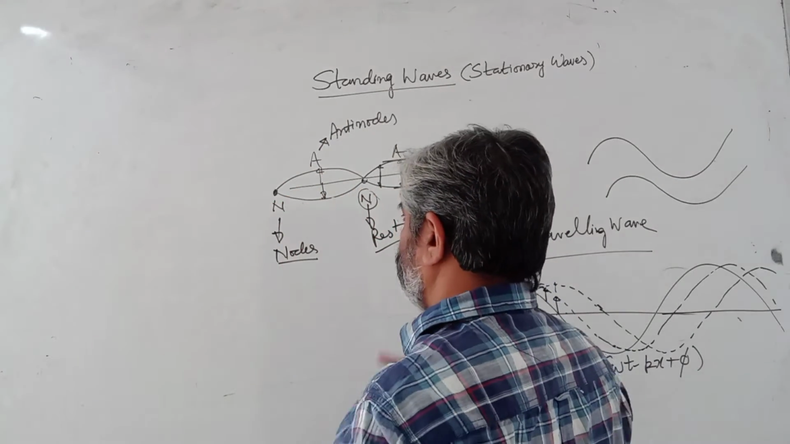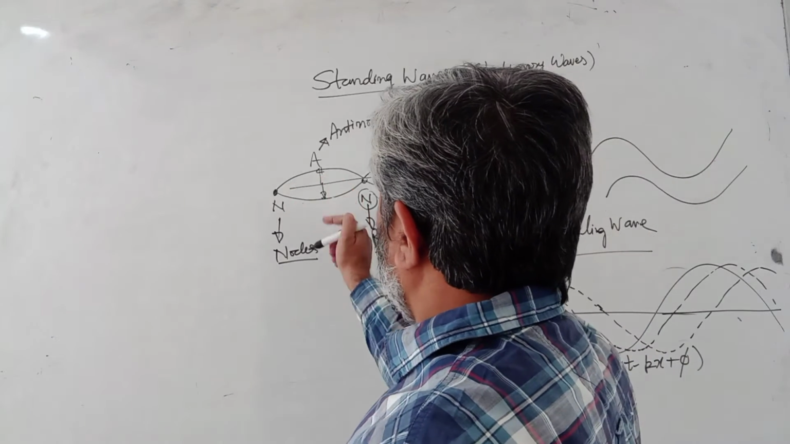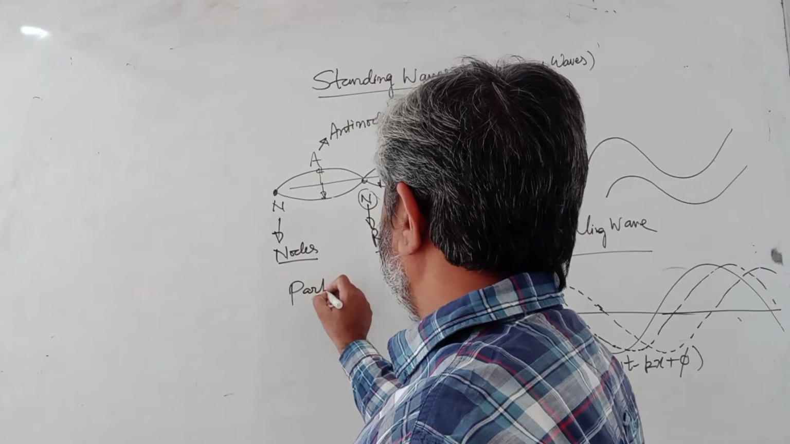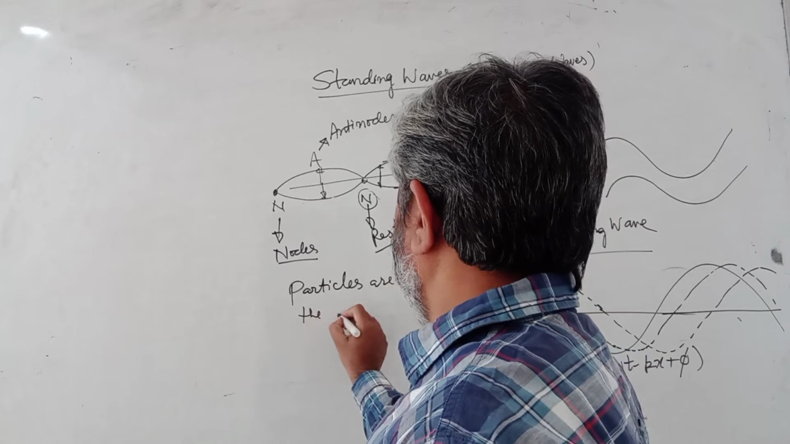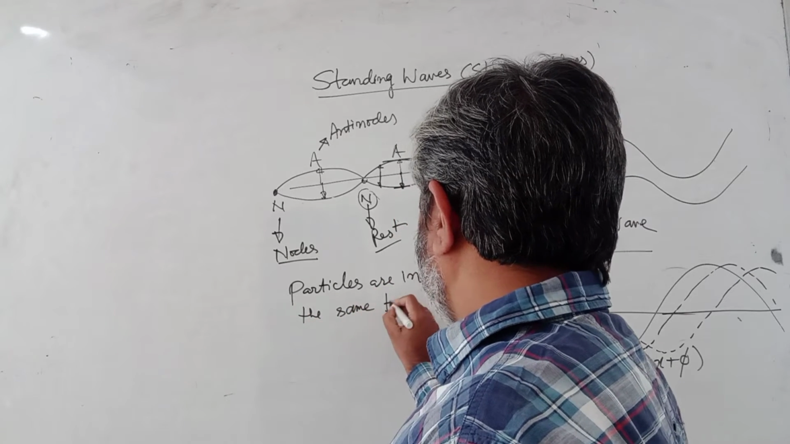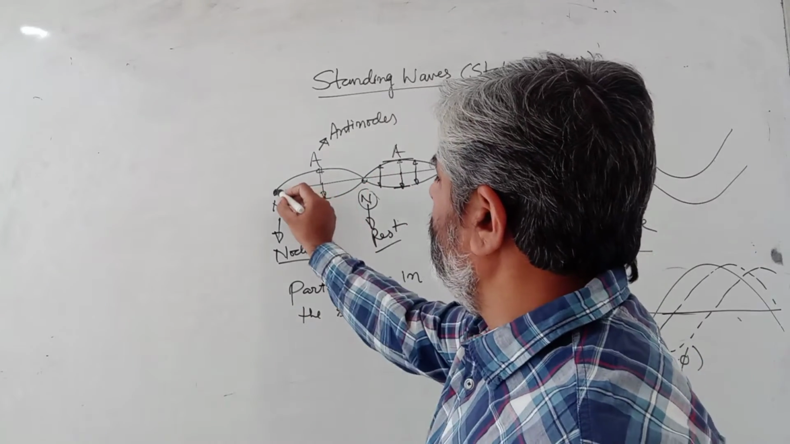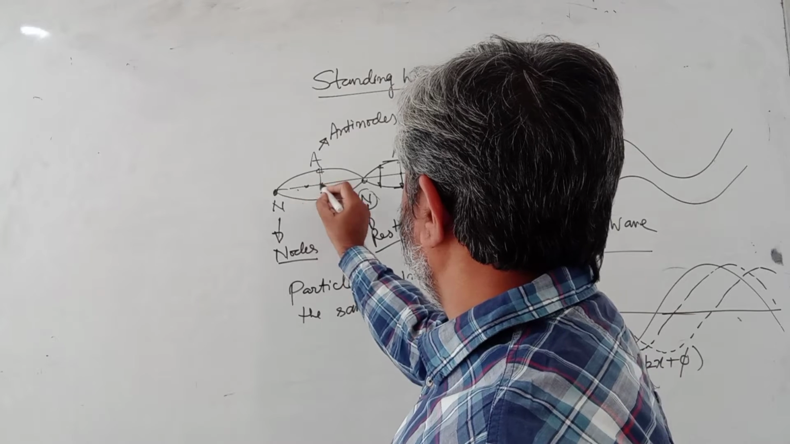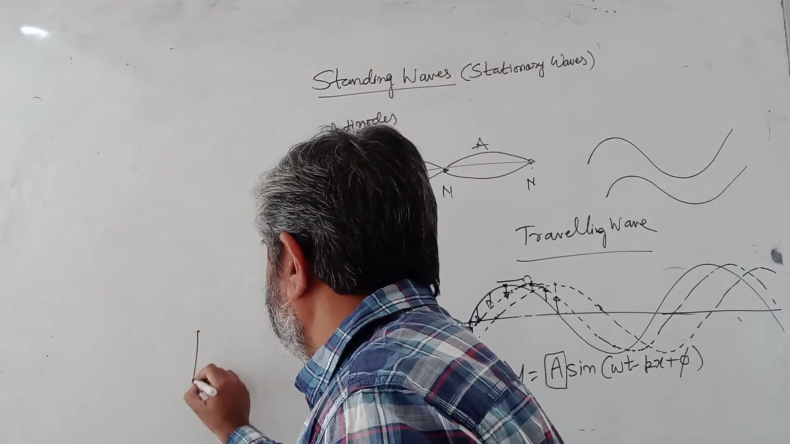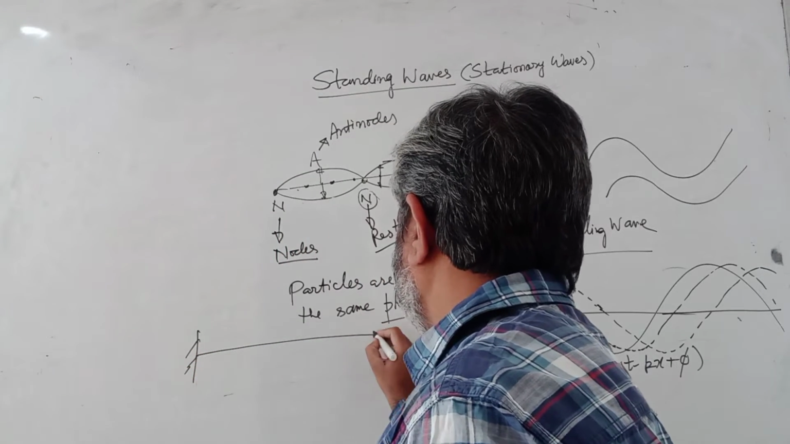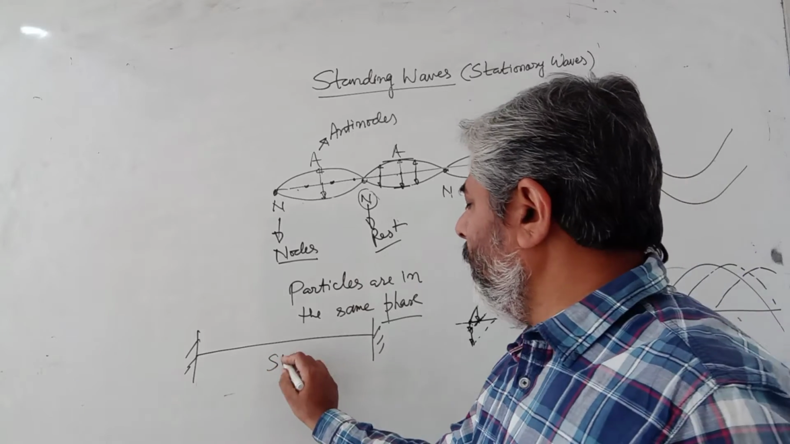within two nodes. So another difference is that here, all the particles are in the same phase. When I am saying phase, I mean to say the state of vibration. So if this particle is passing through its mean position, then this is also passing through its mean position, and surprisingly you will find that the string is straight at an instant of time. It is a straight string.